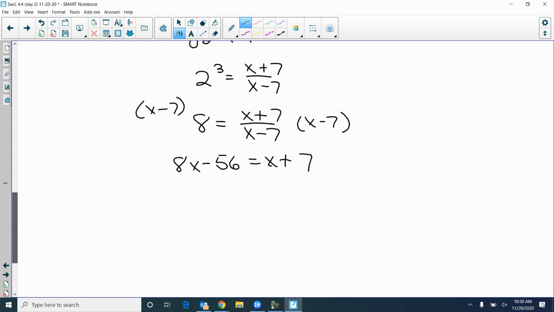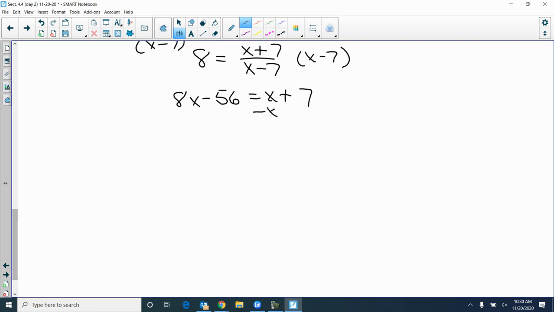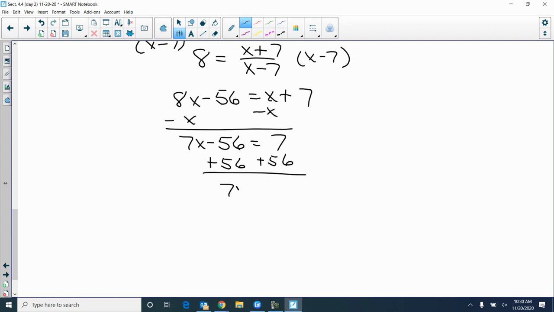Now, just solve it. Subtract x. And I get 7x minus 56 equals 7. Add 56. Did I do that right? Yeah, I think so. So I get 7x equals 63. And what do I get? X equals 9? All right, will it work? Does it give me any negatives? No, I think we're okay. So x equals 9. You only end up with one option.